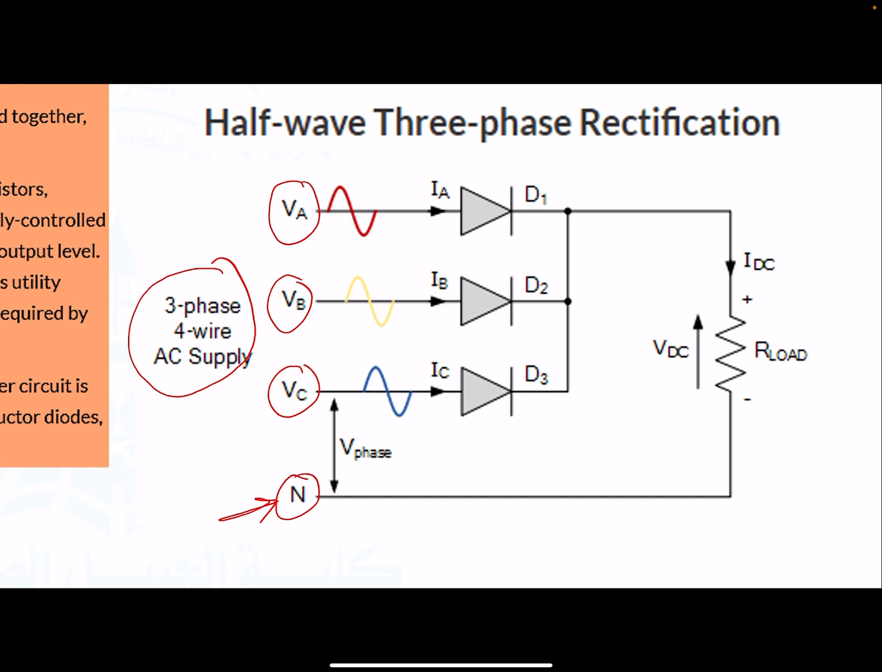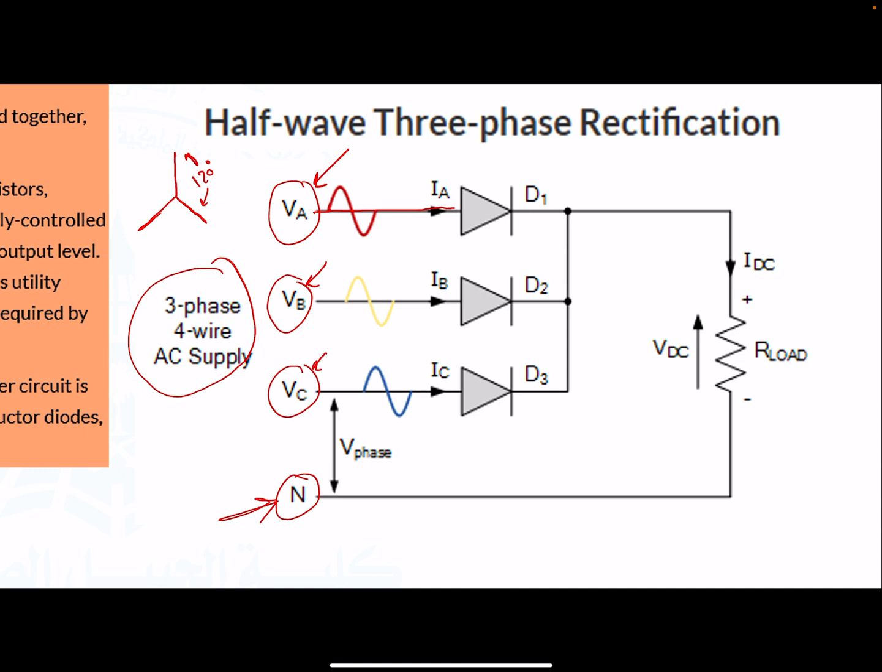Now, let us just revise a little bit about the three-phase circuit. We know that each phase is 120 degrees apart from each other, right? So phase A, phase B, and phase C are 120 degrees apart from each other, okay? And also we know something very important. When phase A is bigger than phase B and phase C, then diode 1 is going to conduct. Diode 1 is going to conduct, okay?